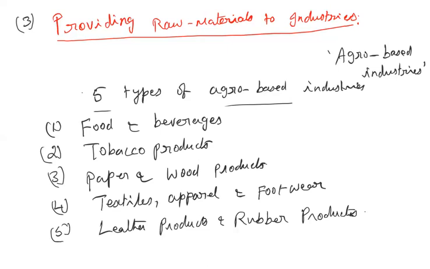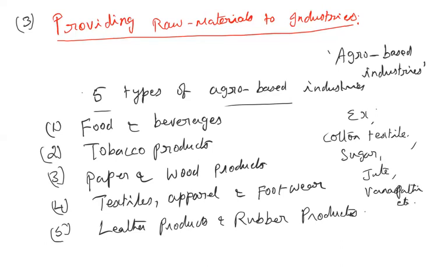So these are some of the categories of industries that either directly or indirectly depend on agriculture. For example, cotton textile, they directly depend, isn't it? Sugar industry, jute industry, vanaspati, etc. Some of the industries directly depend on agriculture for their raw materials, and some of the industries like flour mills indirectly depend on agriculture. Whatever it is, most of the industries in our country are depending on agriculture for their raw materials.